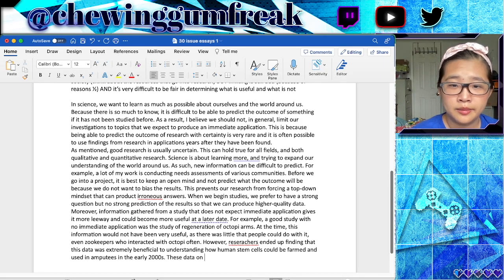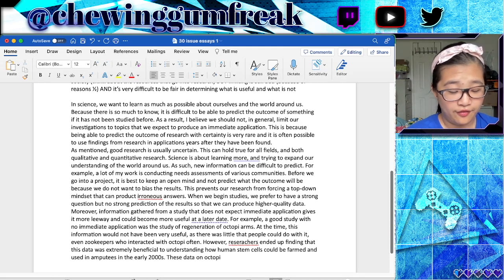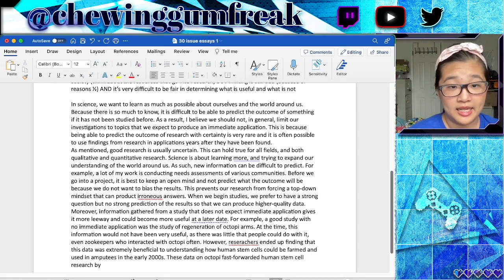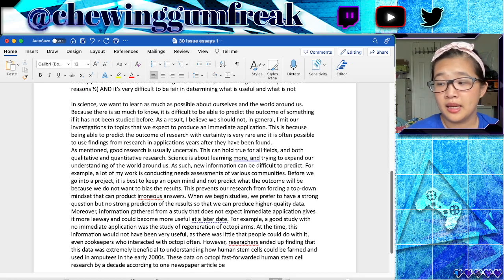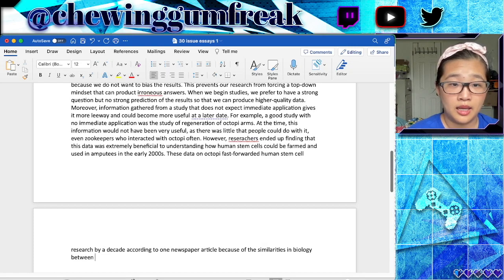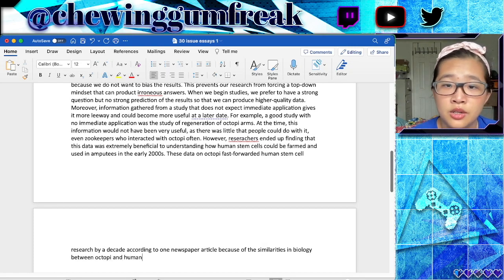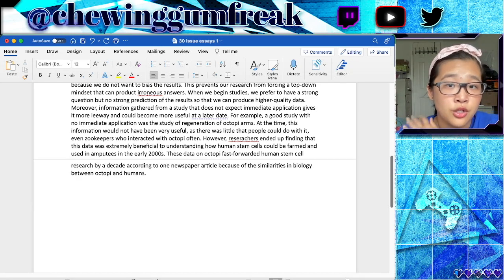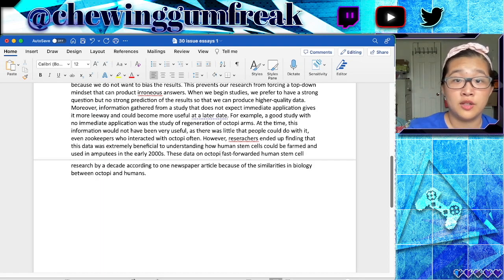These data on octopi fast-forwarded human stem cell research by a decade, according to one newspaper article, because of the similarities in biology between octopi and humans. So what I'm doing there is kind of explaining the octopus research and why that's been so beneficial.